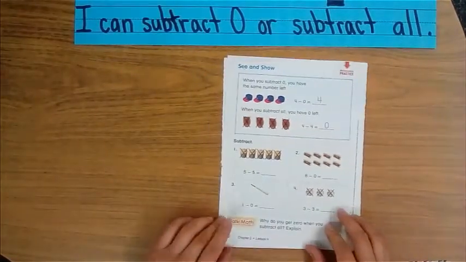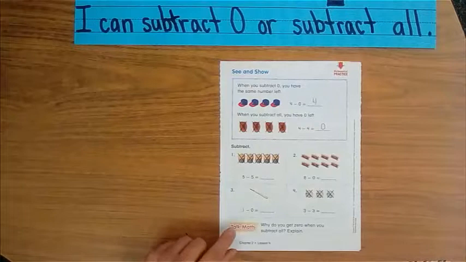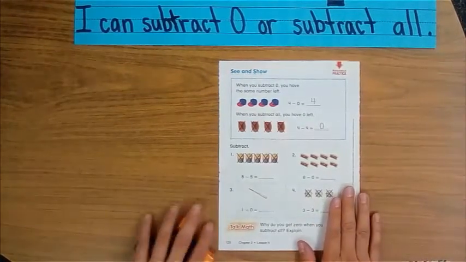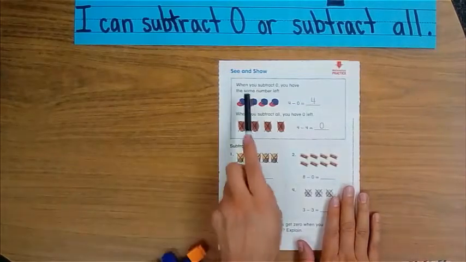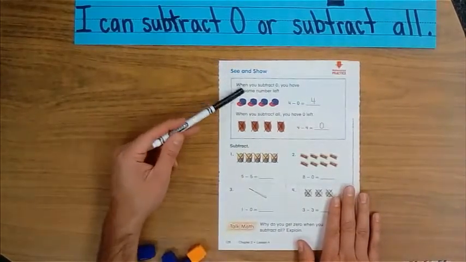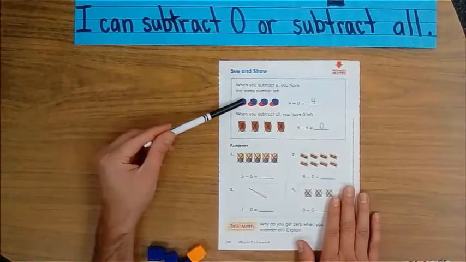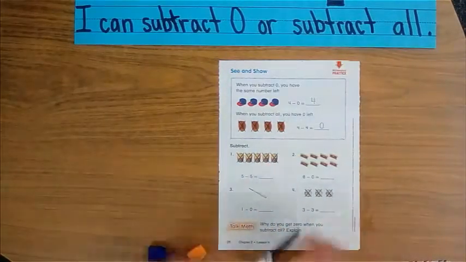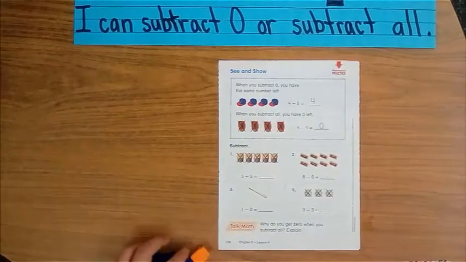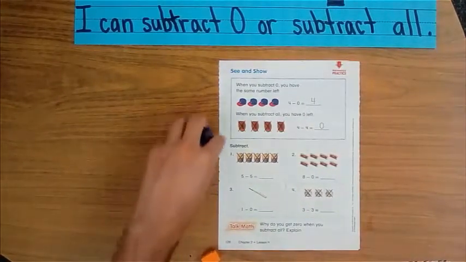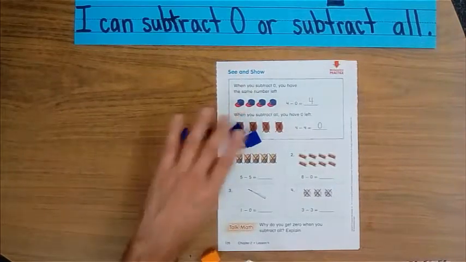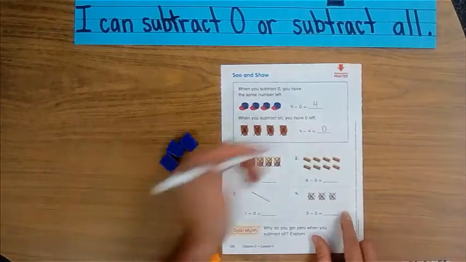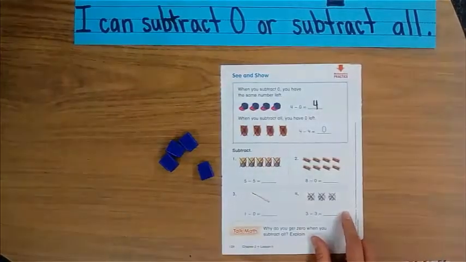And now we're on page number 128. And we're going to have our blocks ready in case we need them. And it says, when you subtract 0, you have the same number left. So if I have 4 minus 0 equals 4. So let's see, I'm going to put 4. And then I take away 0. That's right, I still have 4 left. So I'm going to write 4 right there.